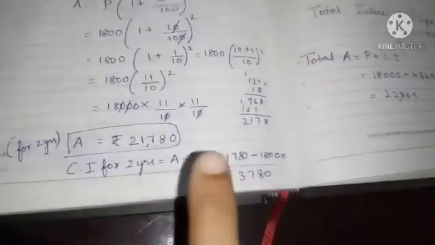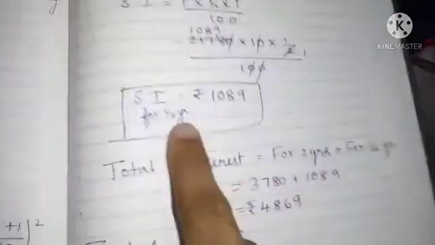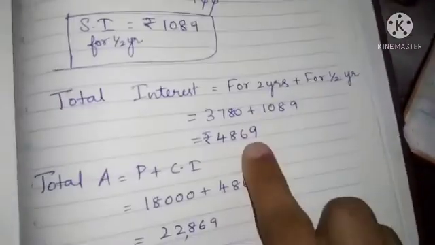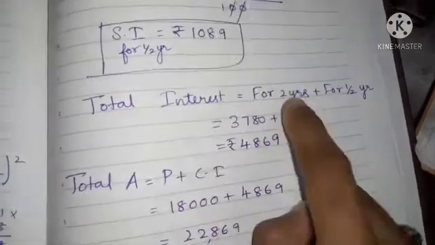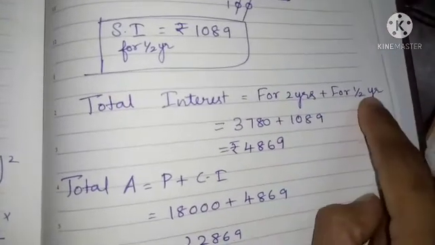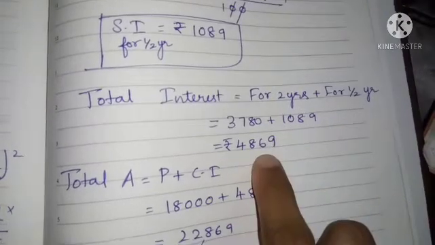We found interest for 2 years here. We found interest for half year. Upper 2 years plus half year, 2.5 years you will get. So total interest: 2 years separately, half year separately, add it, you will get the total interest.